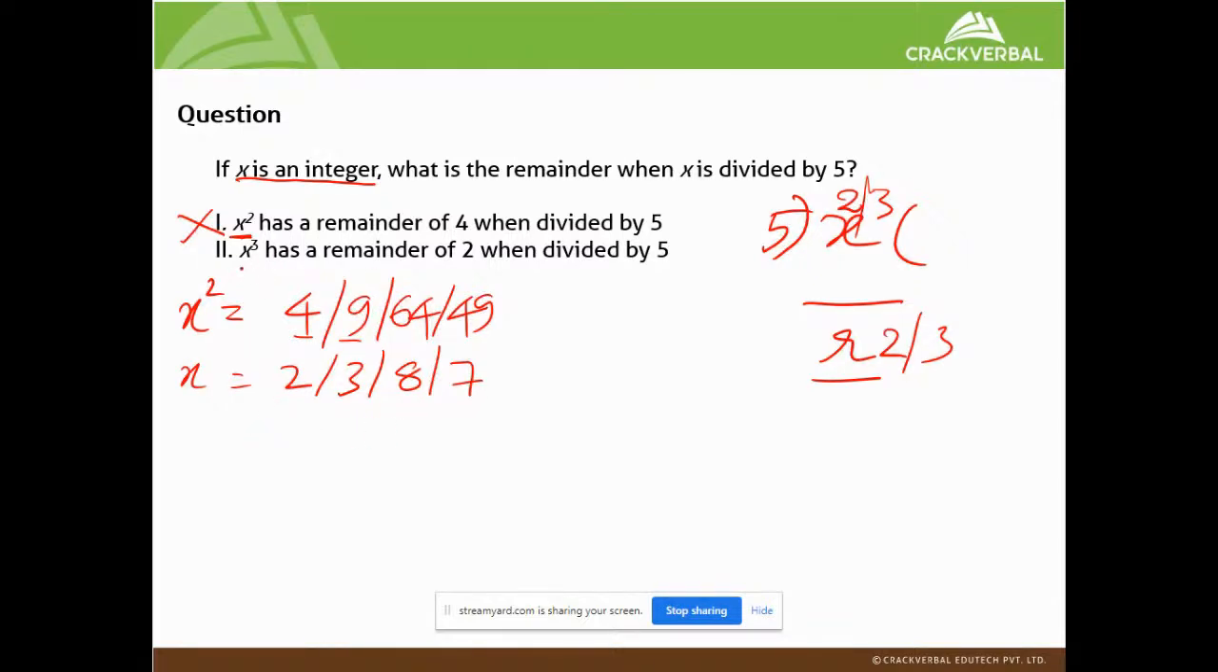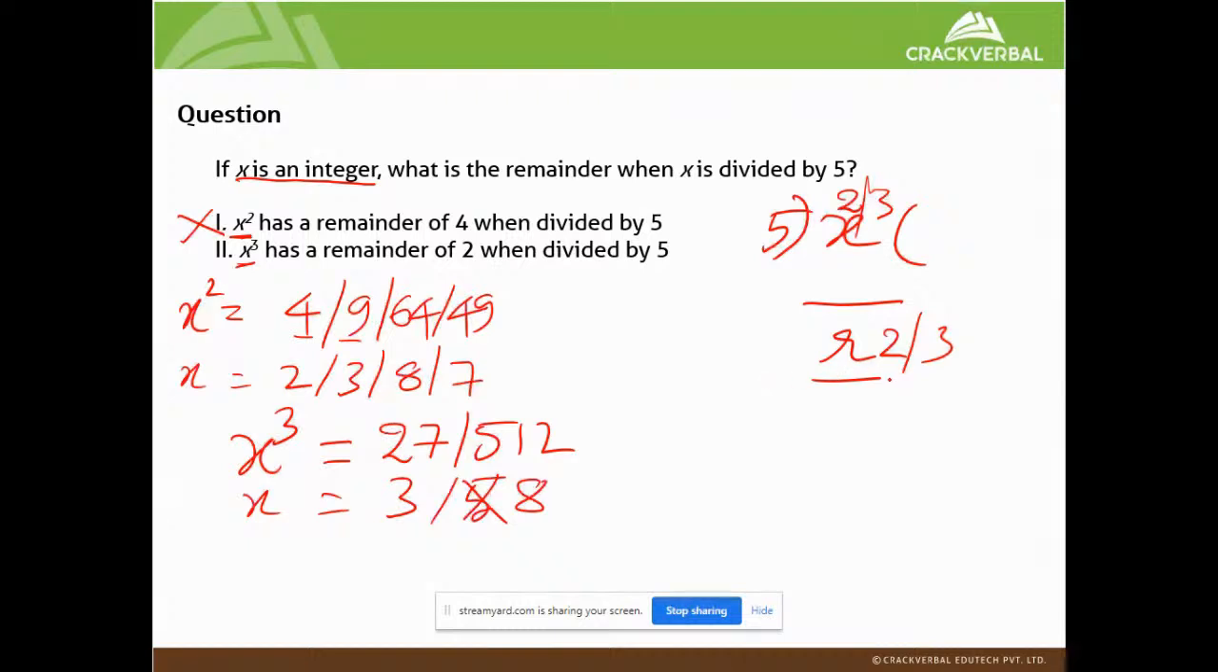My second statement says that x cube has the remainder of 2 when divided by 5. Knowing that x is an integer, I know x cube is a perfect cube. What kind of perfect cubes should I look at? I should look at perfect cubes that give a remainder of 2 when divided by 5, which means I should essentially look at numbers like 27 or 512, which means x will be 3 or, oh sorry, I'm really very sorry, not 5. This is 8. Now, if you take 3 and divide by 5, the remainder will be 3 itself. If you take 8 and divide by 5, the remainder will be 3. So regardless of the values of x, the remainder is coming out to be 3 in all the cases. So the second statement alone is sufficient.